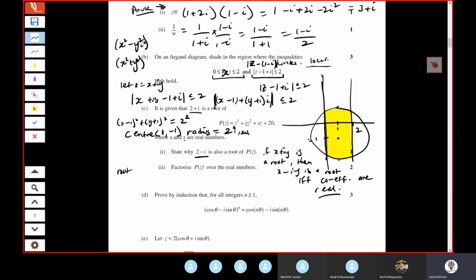So the roots are 2 plus i, 2 minus i, and your third one, in this case, we're just going to label as alpha. So your 3 roots are these.